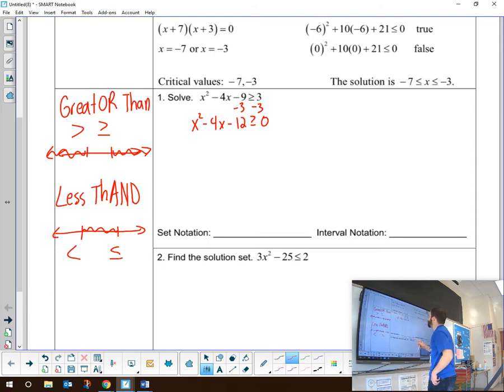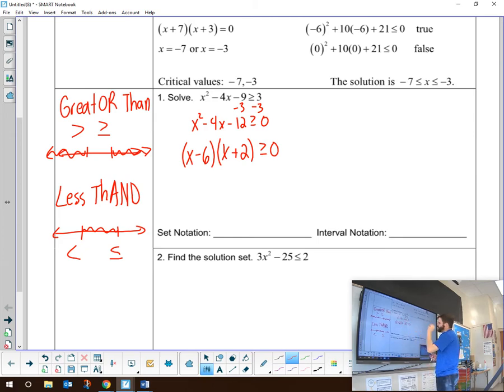All right, so we have x squared minus 4x minus 12. I'm just going to go ahead and factor this. This is where we do our x and our x. There's no GCF or anything like that on this, so it's just going to be x minus 6 times x plus 2 is greater than or equal to 0. I got x minus 6 times x plus 2 because negative 6 times 2 is negative 12. Negative 6 plus 2 is negative 4.